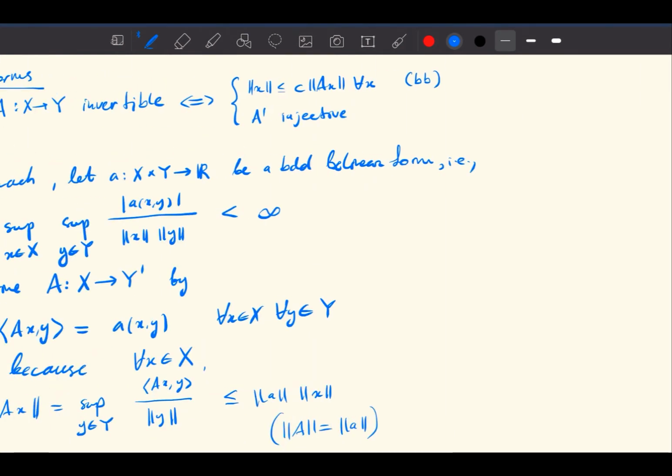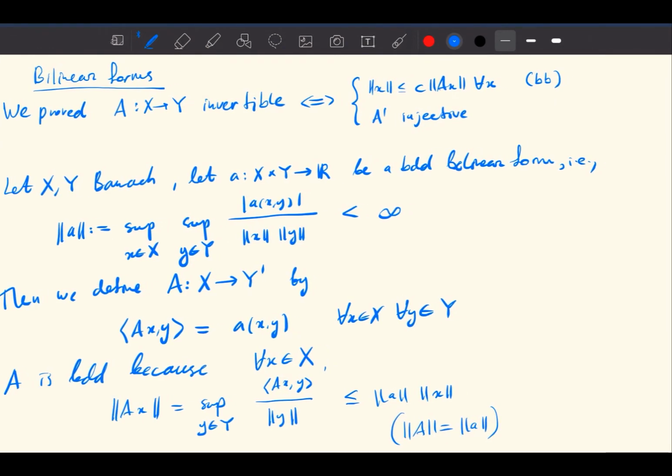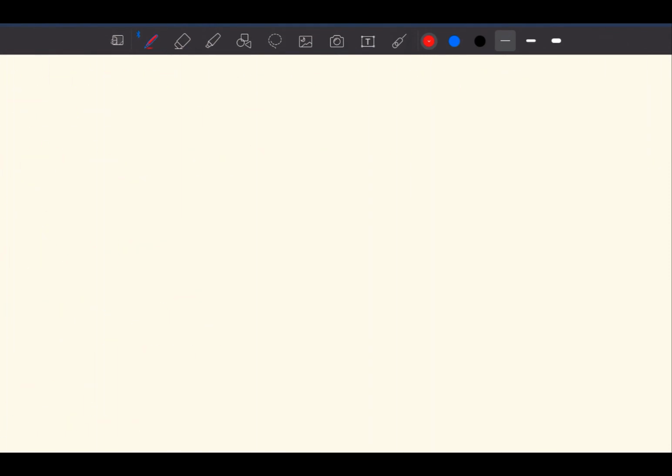Okay, so note that now the codomain is Y prime, and we know that in the criterion here we need to look at A prime. Which means A prime will be from Y double prime into X prime. For convenience, it would be convenient if we assume Y is reflexive. In that case, this will become just Y. So we're going to assume that Y is reflexive.